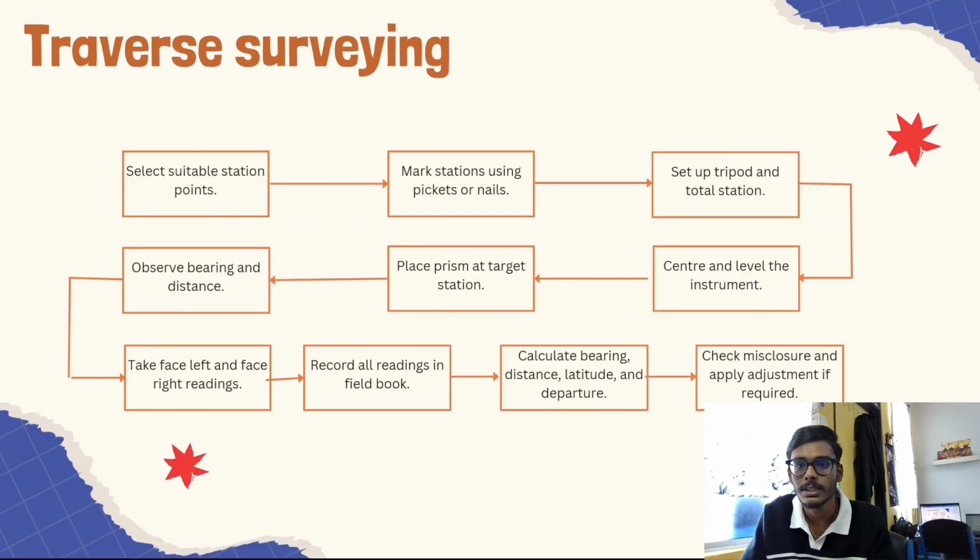So here is the traverse surveying method, which is first select suitable station points, then mark stations using pickets or nails. Next up is setting up the tripod and total station, and then we will center and level the instruments. After that, we will place the prism at the target station to observe bearing and distance. Next, we will take face left and face right readings and record it all in the reading book.